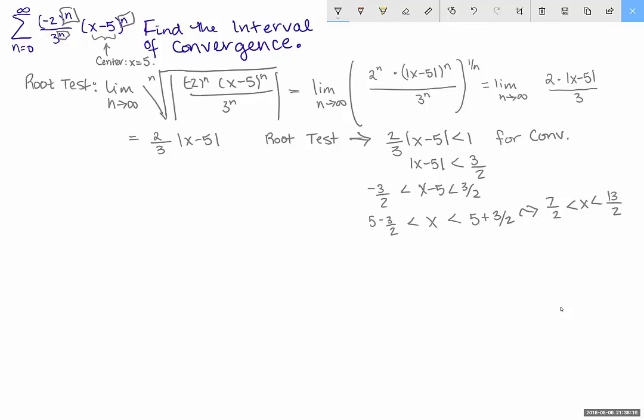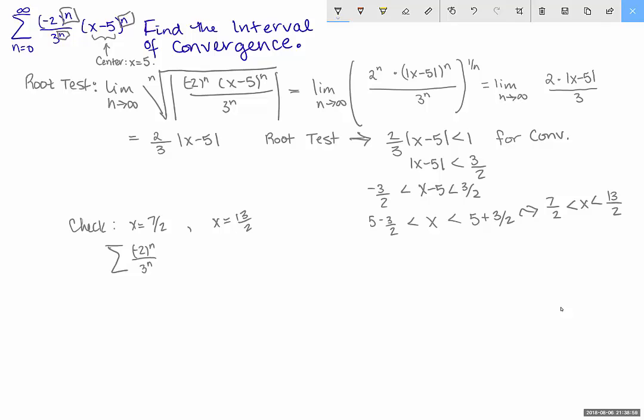Okay. So now I need to do my two endpoints. I have to check x equals 7 halves and 13 halves separately. And I'm going to be wiser this time, and I'm going to look and see which one of these would actually give me that positive series term first. Well, since my original series, the negative 2 to the n over 3 to the n, started out alternating, if I want the one that's positive, that might tell me if both converge, then I'm going to want to put in the one that's going to have a negative term as well.